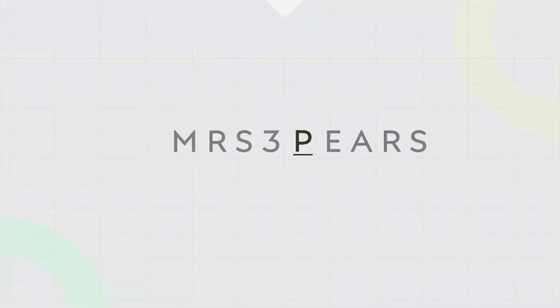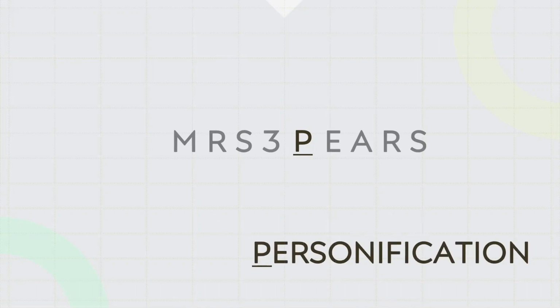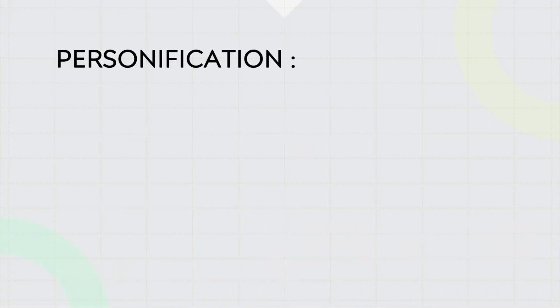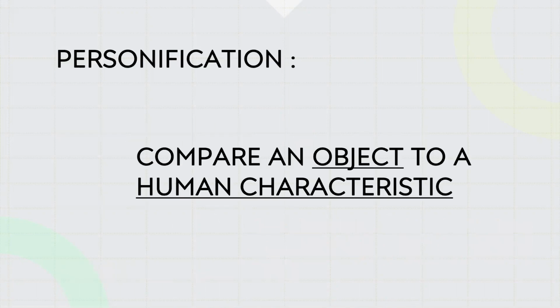The P in the Mrs. Three Pairs acronym stands for personification. Personification is where we compare an object to a human characteristic, and this means where we compare an object to an action a human can do.